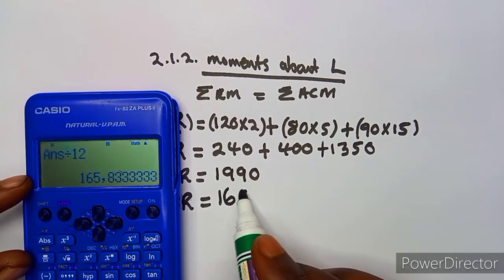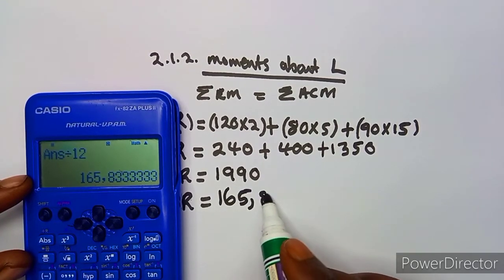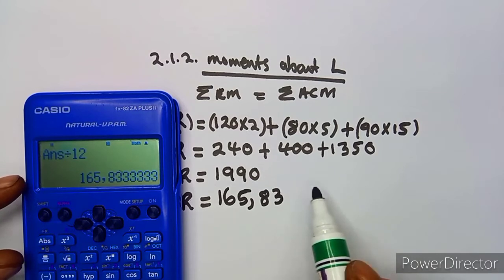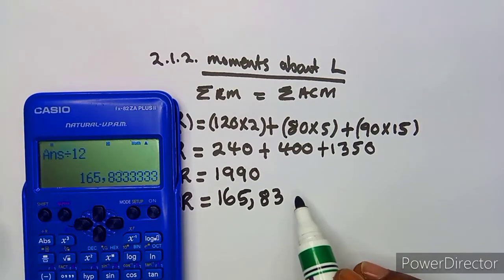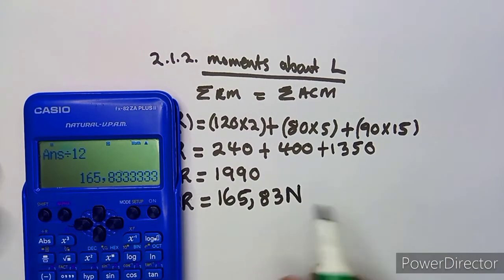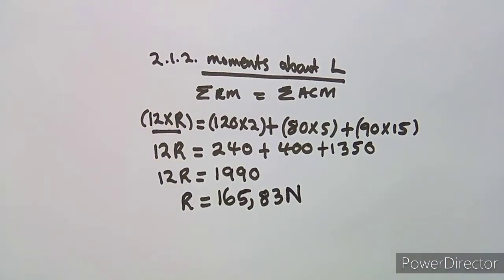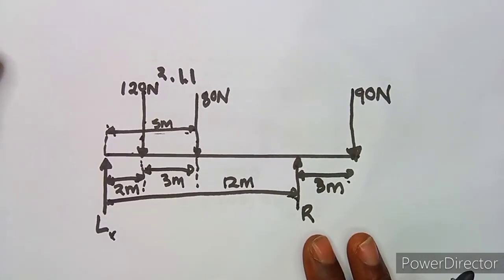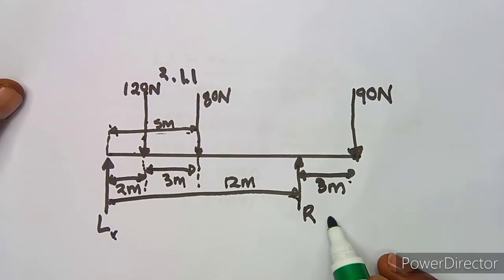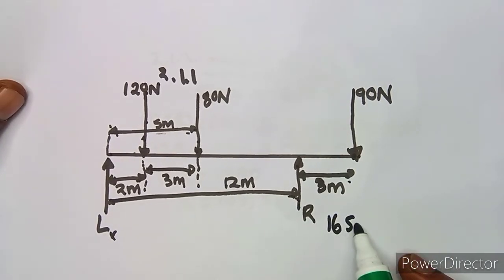Which is 165.833, we can just leave it like that. And these were newtons, so it's going to be in newtons. If they were kilonewtons, you would write this as kilonewtons, but these are direct newtons here. So the support R here is 165.83 newtons. So this is what we are having.